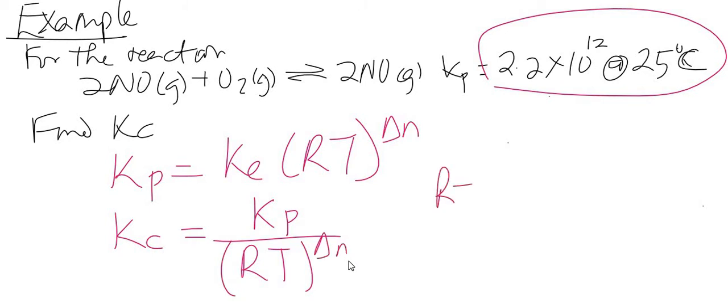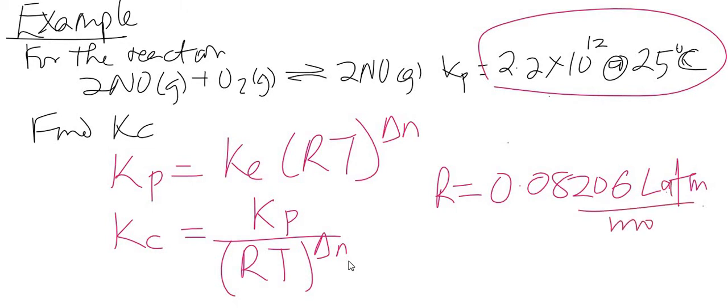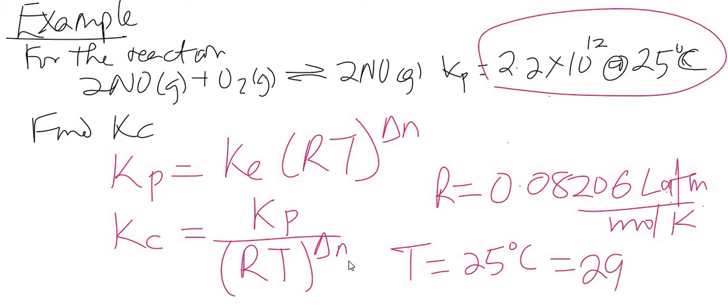Our R is our universal gas constant, which is 0.08206 liter atmosphere per mole Kelvin. And our T is 25 degrees C. We need to convert this to Kelvin. So this gives us 298 K.